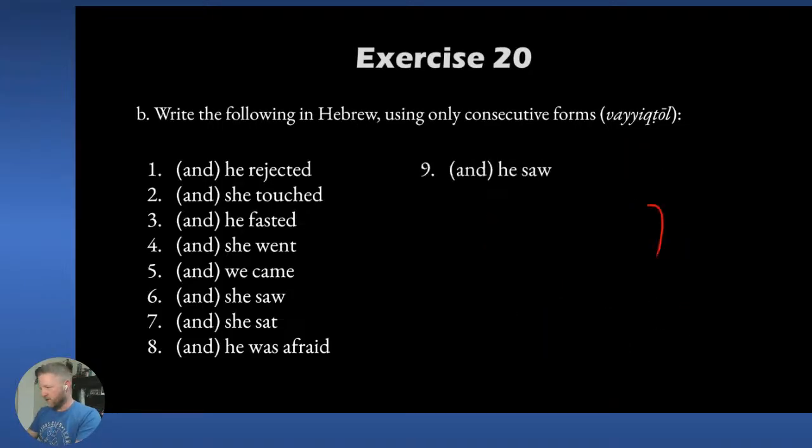He saw. We already said this is irregular. Just learn it. Vayar. It's used a million times in the book of Genesis. God created, and he saw that it was good. He saw. Vayar.